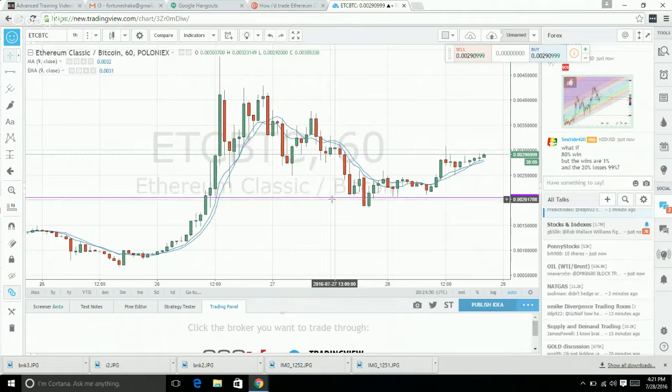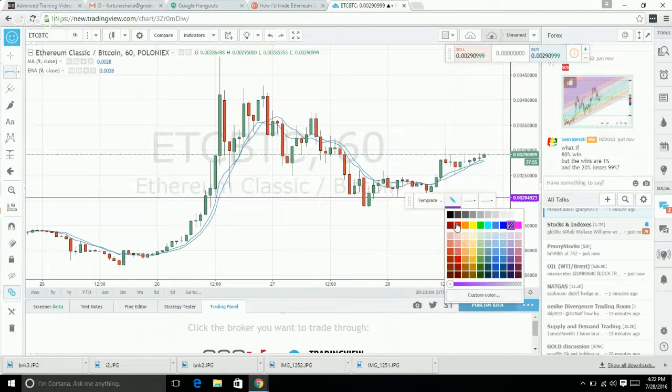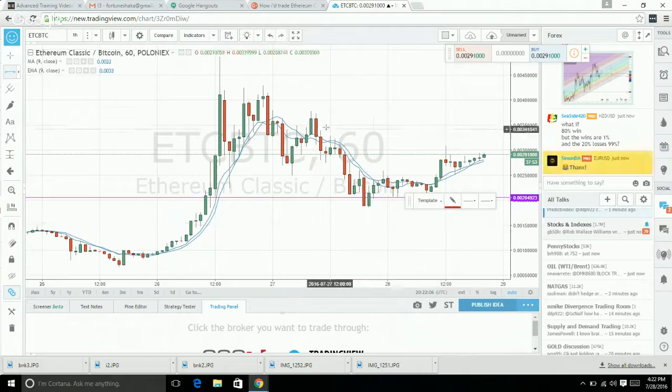So I'm going to take that as the floor, right? Now, I want to go and add a ceiling resistance. I'm going to make that red.